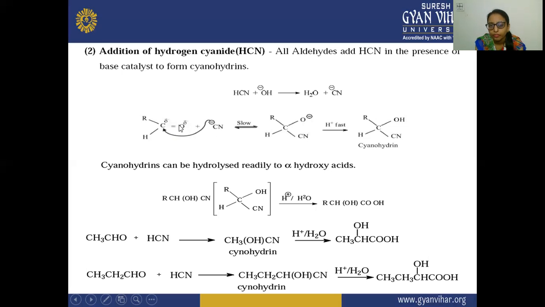The bond will break, and then this nucleophile will attack this carbon atom. This cyanide will react with this. After that, the fast step: H positive will react with the O part, and there is a formation of cyanohydrin. So cyanohydrin is formed from this reaction. Cyanohydrin can be hydrolyzed readily to alpha hydroxy acid, so this cyanohydrin is hydrolyzed, and there is a formation of the alpha hydroxy acid. You can write it like this also; both are the same.